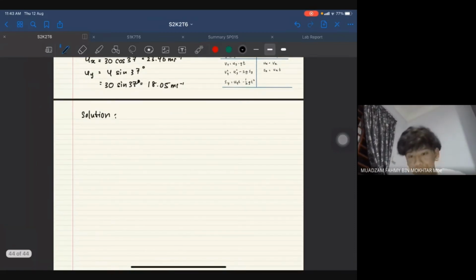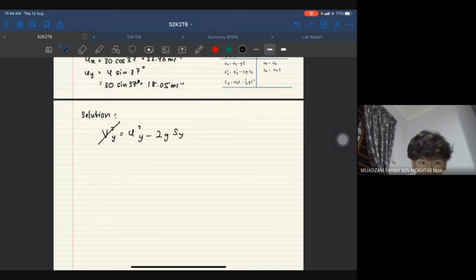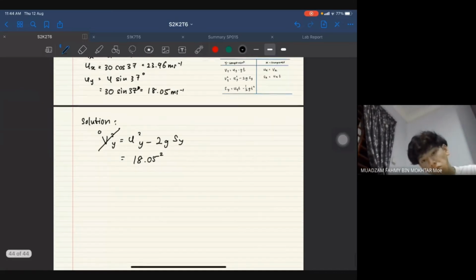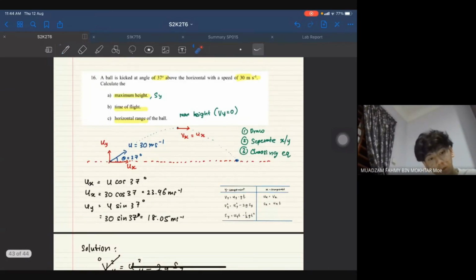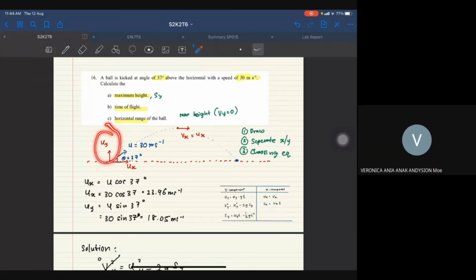Okay, so the solution would be, you can use the second equation where v squared y equals to u squared y minus 2g sy. You can cancel out the v because that one is equals to 0. And then uy you can substitute, which is equals to 18.05. Every time you substitute, you have to ask yourself, positive ke negative uy? Kita tengok balik kat sini. This is your Uy. Positive. Yes, positive, so it's going upwards.